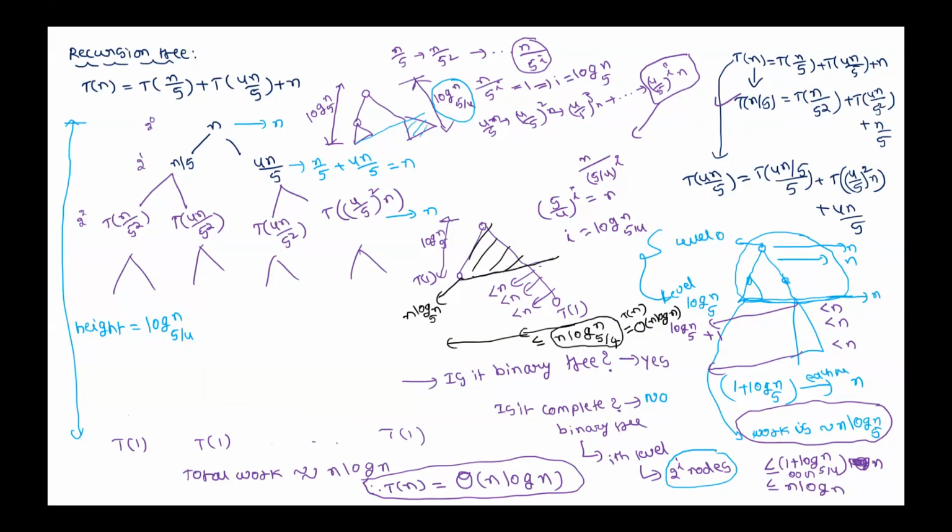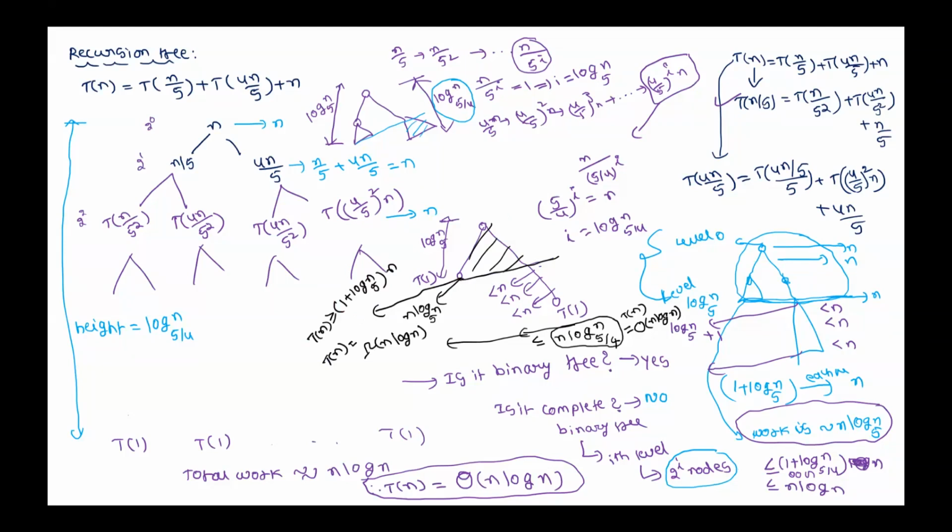Now, here we know that the amount of work done in T of n is greater than or equal to 1 plus log n base 5 into n. Is that correct? That means here also, T of n has order of growth n log n, but the base is different. So T of n can be written as big omega of n log n.